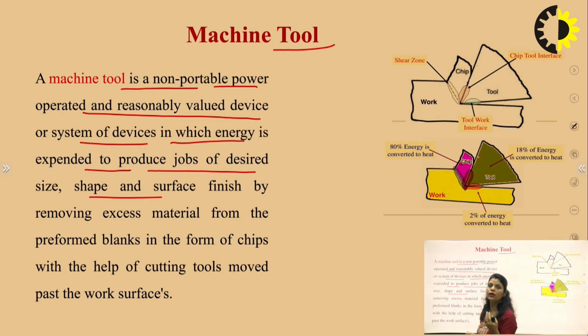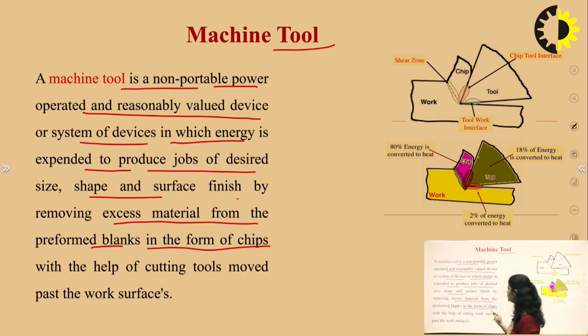Tool is basically the cutting tool, single point cutting tool, multi-point cutting tool. These are examples of tool, but a machine tool is like the lathe machine. Lathe machine is a machine tool. It works by removing the excess material from the preformed blank in the form of chips with the help of cutting tools moved past work surfaces.